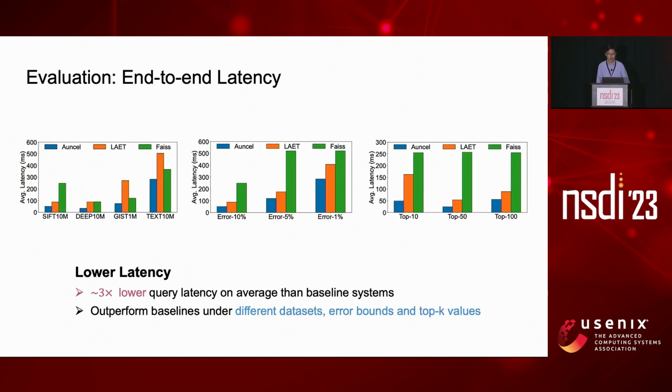First, we compare our system with the 2 baseline systems in end-to-end latency. To achieve a fair comparison, we keep the error bound the same for all systems, and we vary the datasets, error bounds, and top k values to evaluate our system under different scenarios. The result demonstrates that Auncel achieves 3 times lower latency on average than the baseline systems, and outperforms the baselines under various configurations.